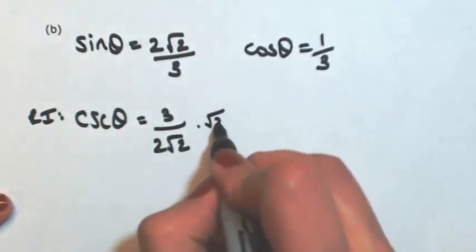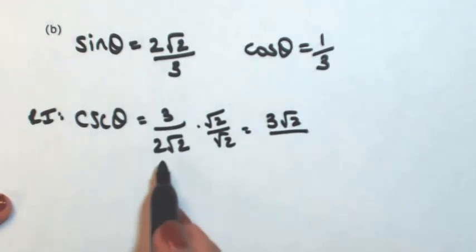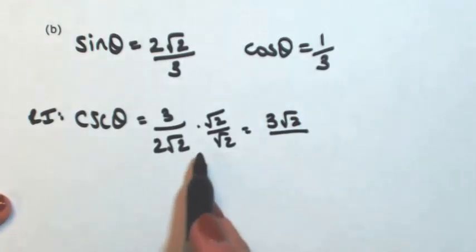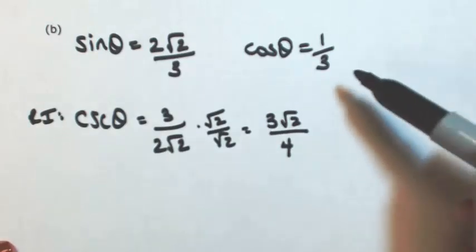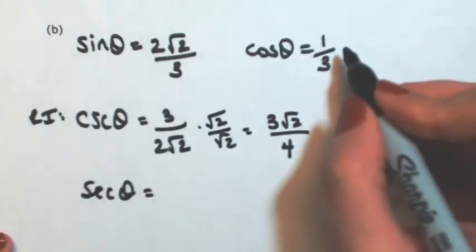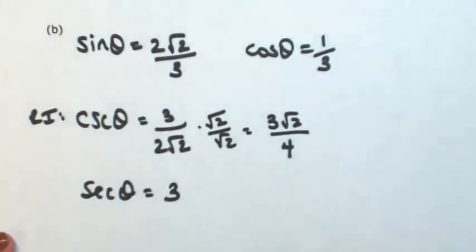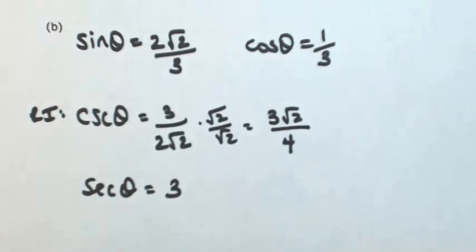Rationalizing top and bottom by square root of 2. So we get 3 square root of 2 over 2 times what will now be 2, so 4. Okay, I also know the secant of theta being the reciprocal of cosine, so that's 3. Okay, so I've exhausted my reciprocal identities, so let's move on to the quotient identities.